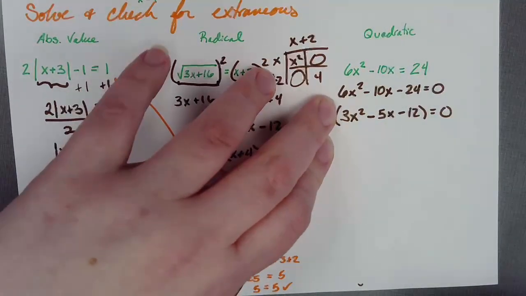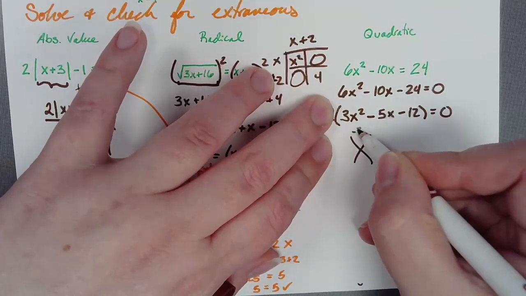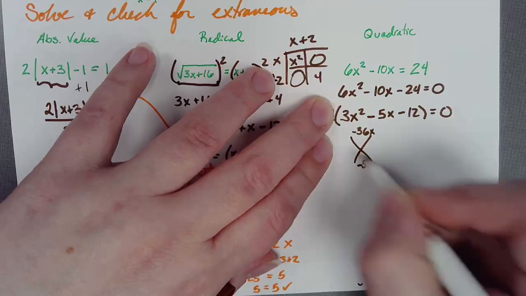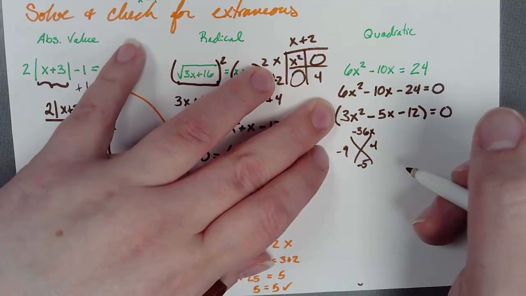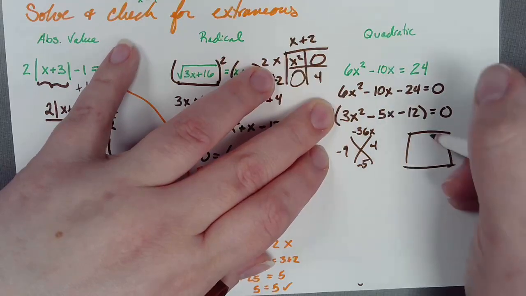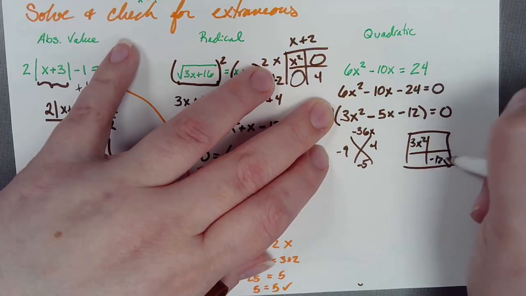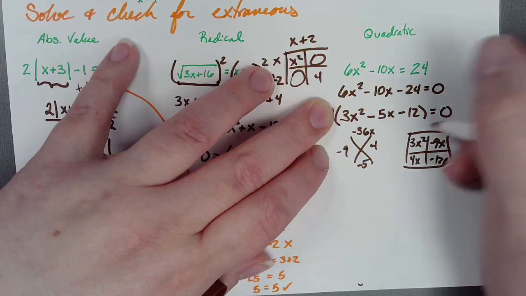And then I'm going to ignore that 2 and see if I can do the box and diamond on these two pieces. So two numbers that multiply to negative 36 and add to negative 5 would be negative 9 and positive 4. So then setting up the box, 3x squared, negative 12, negative 9x, and 4x.